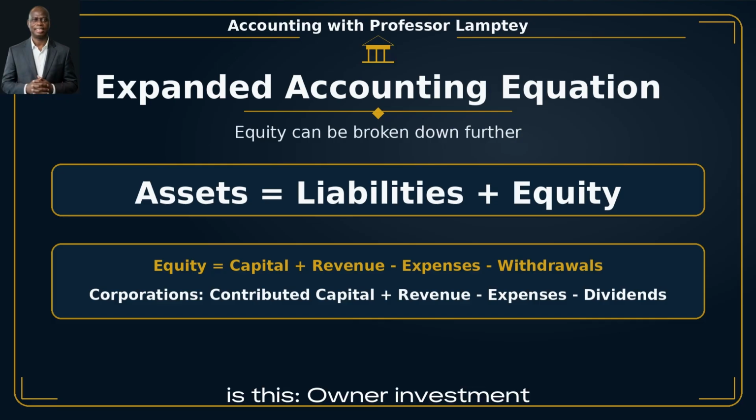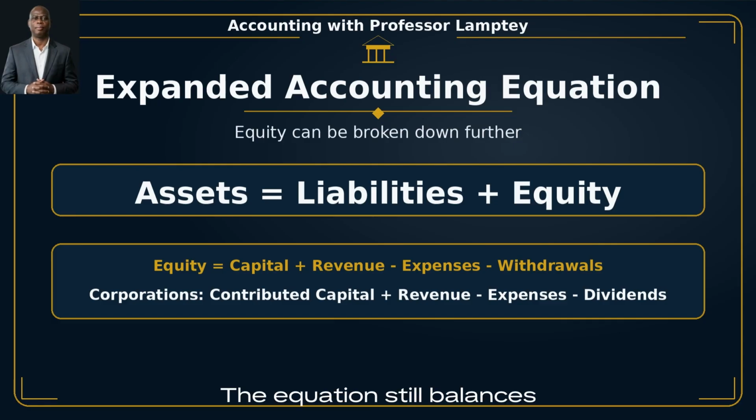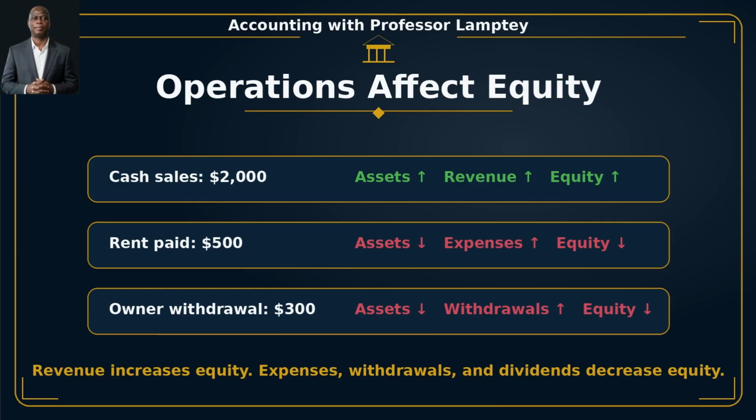So the key idea is this: owner investment increases equity. Revenue increases equity. Expenses decrease equity. Withdrawals or dividends decrease equity. The equation still balances because every transaction affects both sides, or it changes items within one side without breaking the balance. Let's apply that to Amma's Bakery.